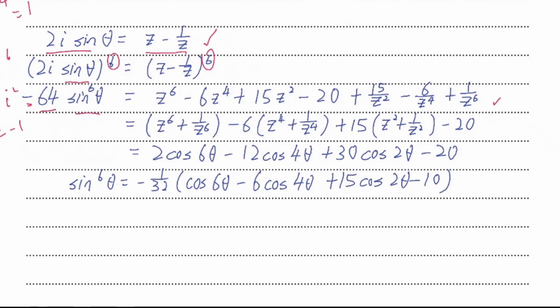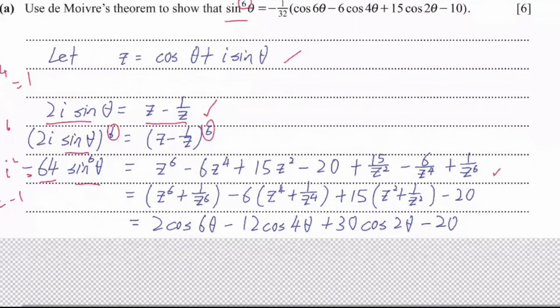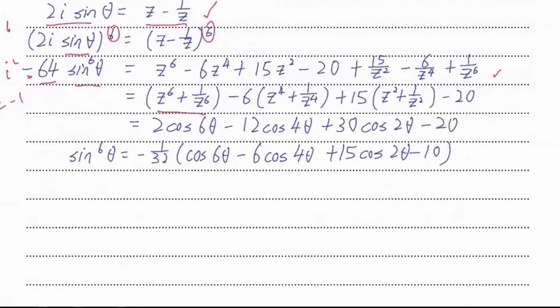We just expand there, and later on we collect the similar powers together. Here we apply the result where z power n plus 1 over z power n is actually 2 cos n theta. So we apply this result. This result is also not given, so you need to know it. Sub in everything, and we can tidy up from there. So this is what we get for the sine power 6.